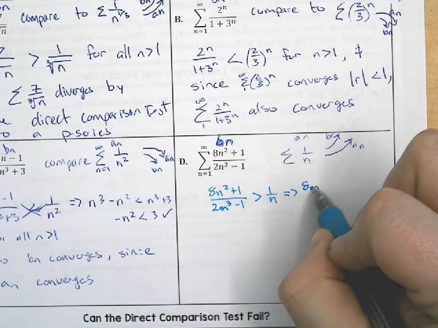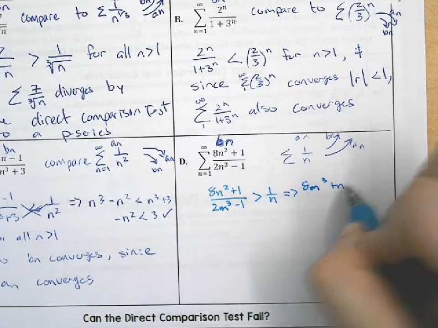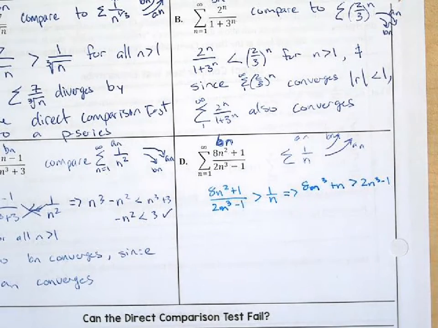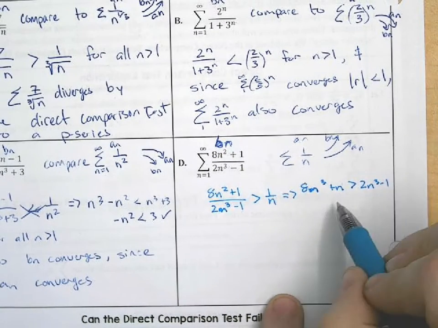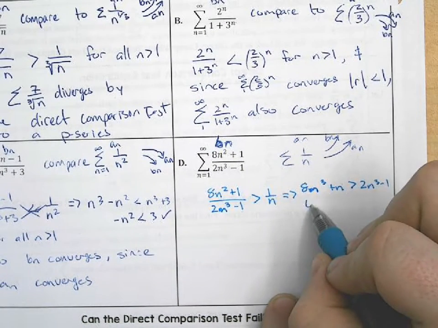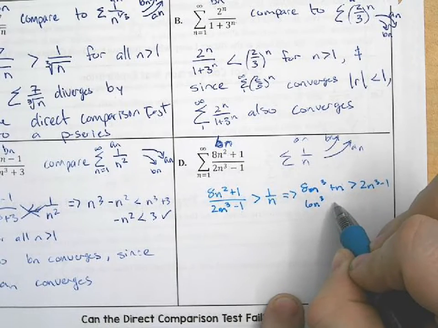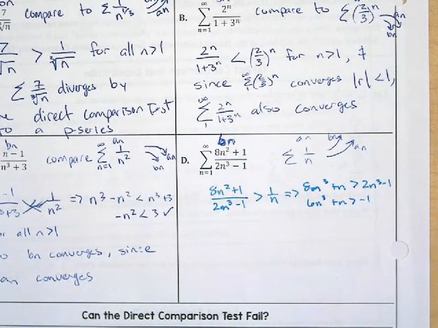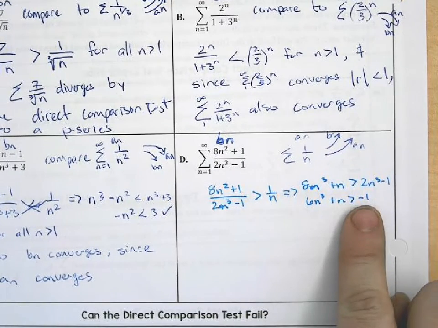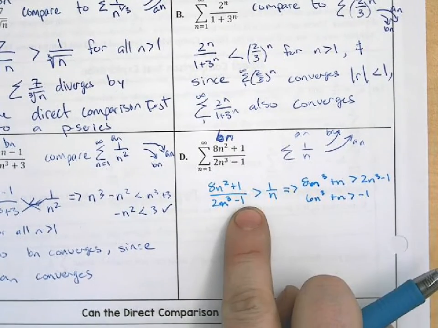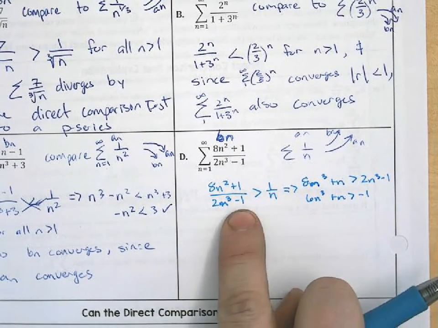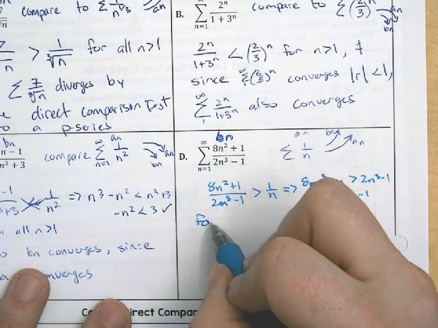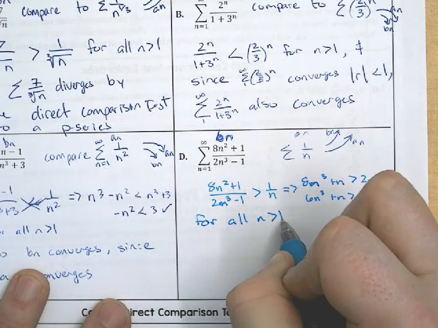So I'll say 8n cubed plus n is greater than 2n cubed minus 1. So if I get, it's 6n cubed plus n greater than negative 1. Yes. And again, you don't have to do this. We're just getting to a place where we feel confident that this is true. Now I feel confident this is true. So I'm moving forward. So I can say this is true for all n greater than 1.